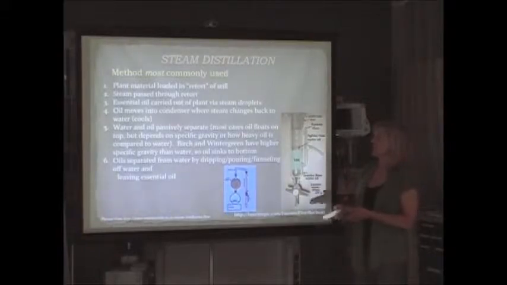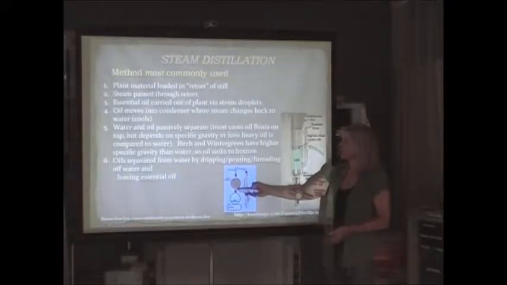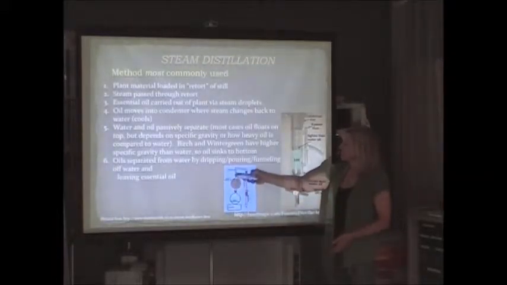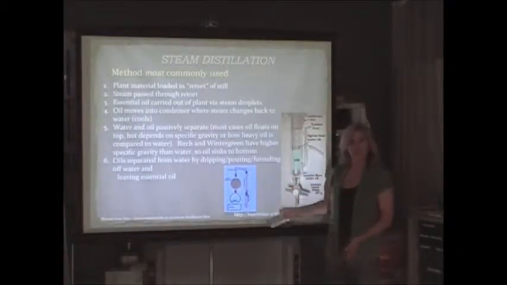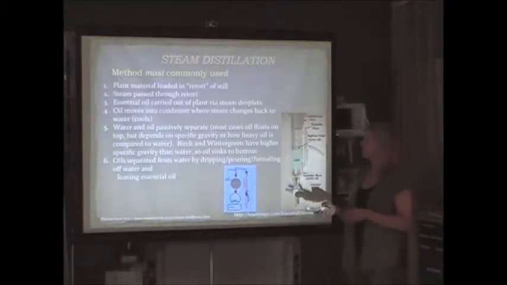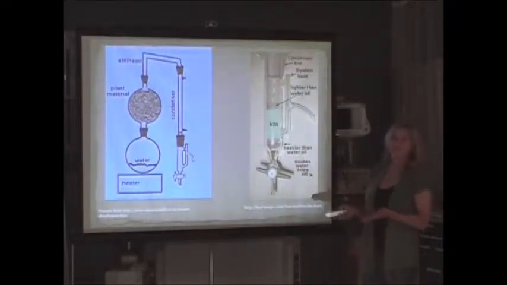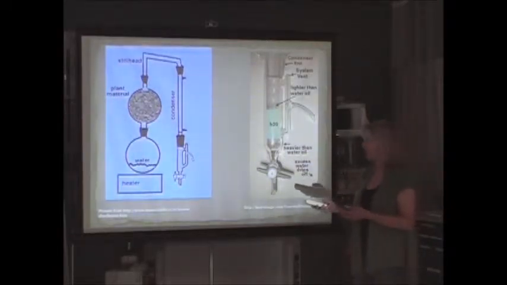Most commonly used method is steam distillation, and so you put the plant material down here, heat it in the retort, and then the oil is carried through here with the water, and then through a condenser that cools it, and then it separates the oil from the water, depending on the specific gravity of the oil. And birch and wintergreen are heavier than the water, so they'll sink to the bottom, but most oils float up to the top, and then they separate those out.